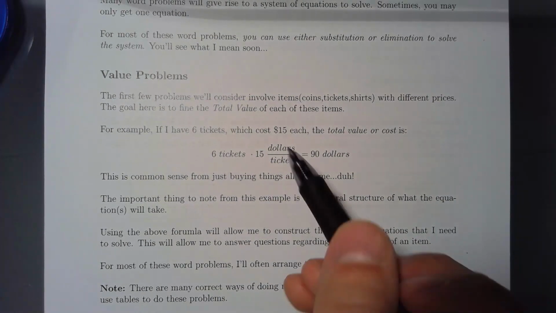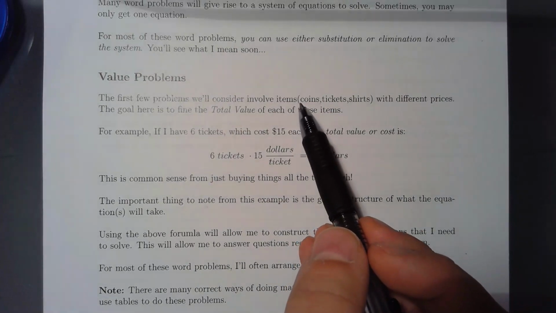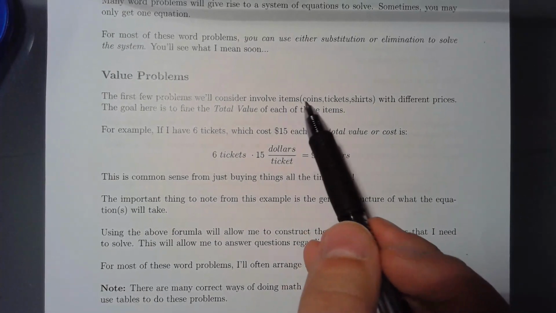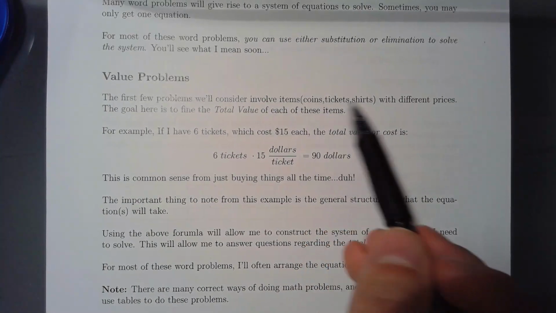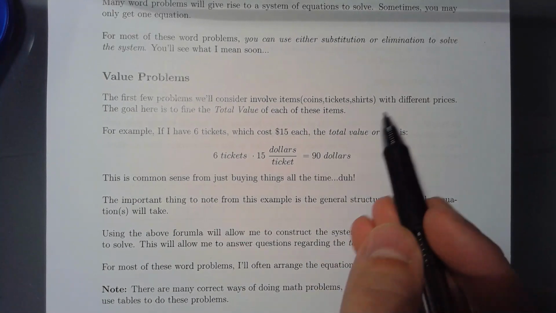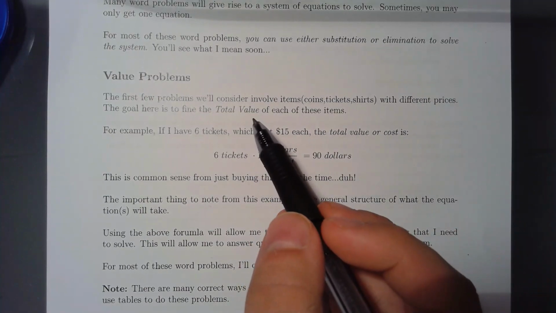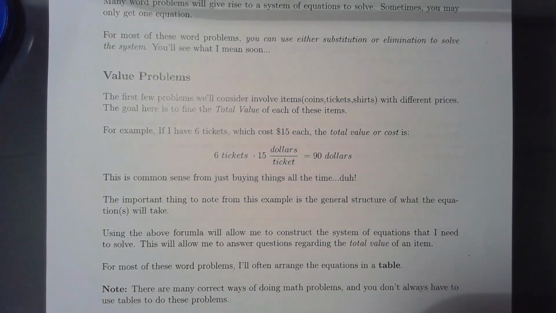Okay, well, these first few problems involve a bunch of items, whether they be coins, tickets, shirts, whatever, each with different prices. The goal here is to find the total value of each of these items. So, how do we figure this out?